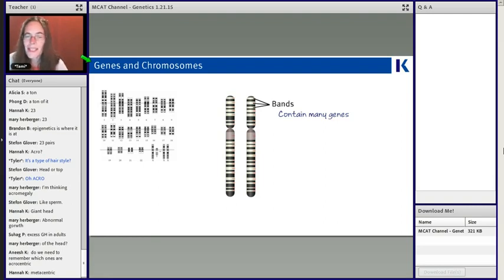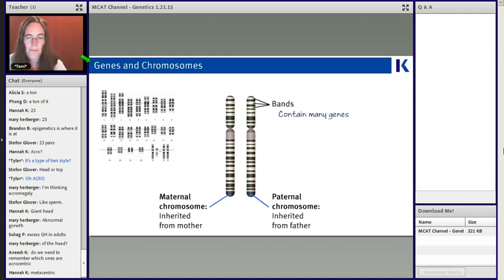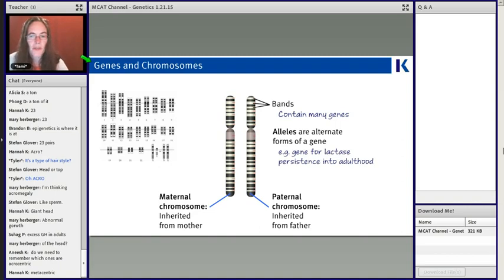When we're looking at these different genes, we have different alleles of genes, okay? Different alleles, one's going to come from mom, one's going to come from dad. These are different forms of a gene. For instance, we could talk about the gene for lactase that is persistent into adulthood. As you get older, you will learn that some people start to become lactose intolerant. Some people do not. That's particular for that gene.